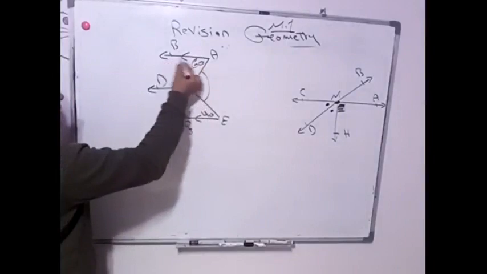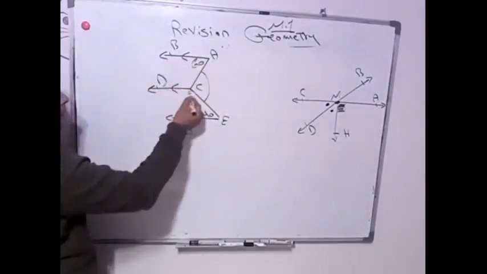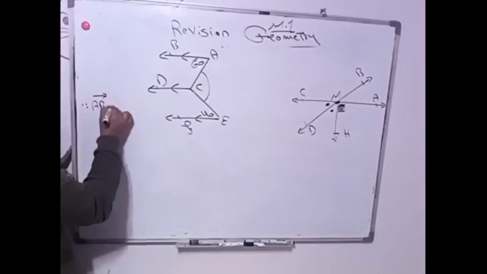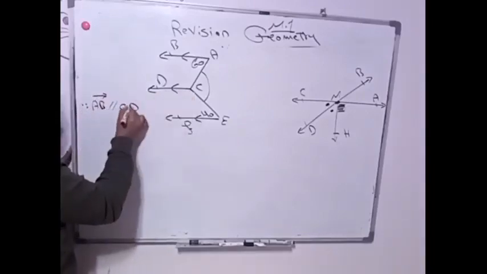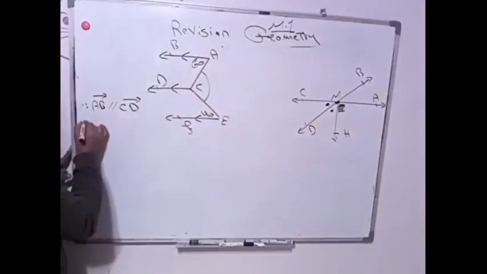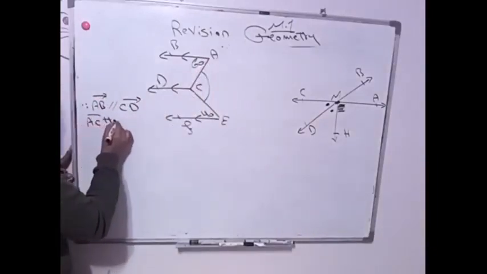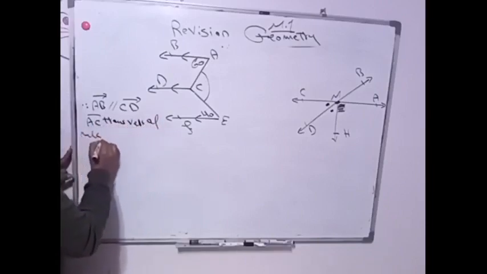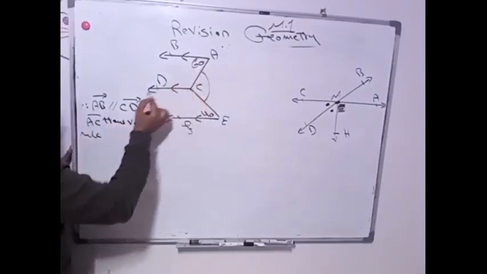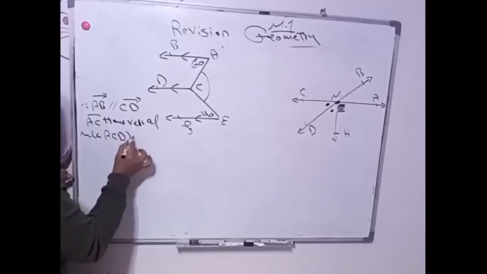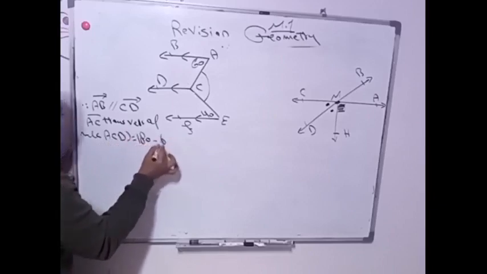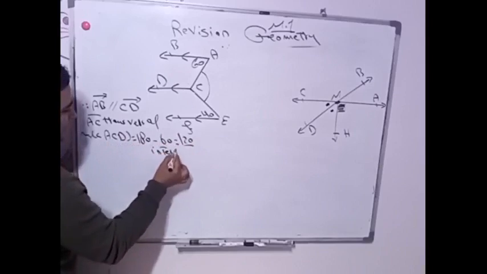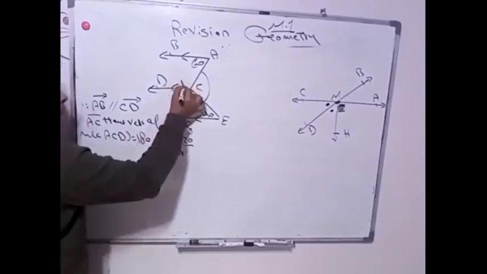I have this AP side parallel CD, and since AP is parallel to CD and I have AC transversal, therefore measure of angle ACD equals 180 minus 60, which is 120. Interior angle is 120.